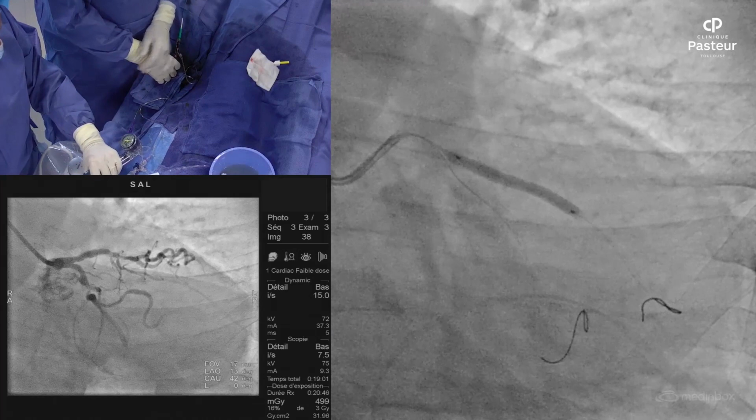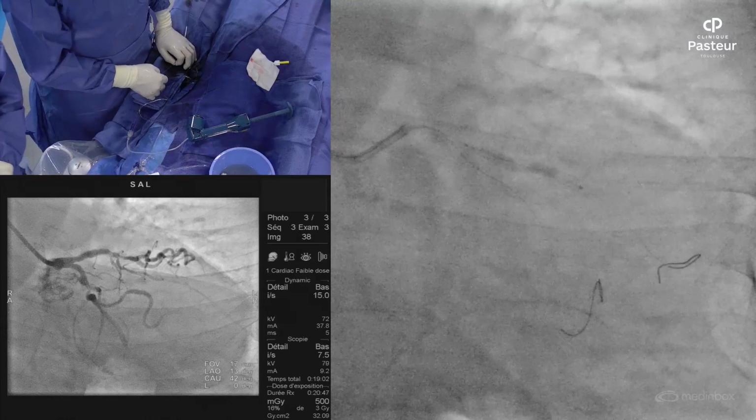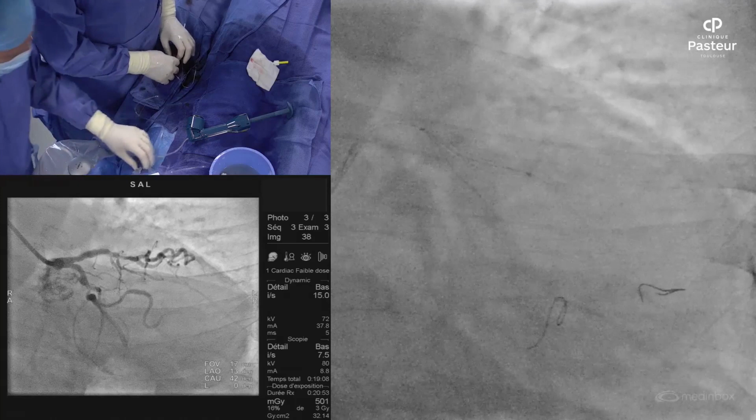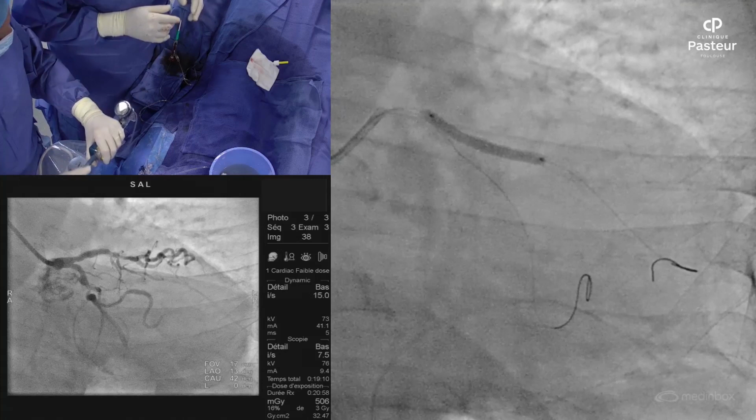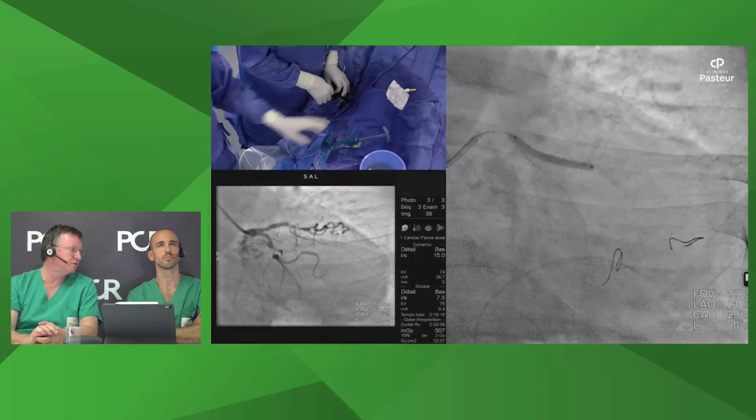Okay, good. And now we can place one more here, proximal to the bifurcation. You want to test inflation? Yeah. Okay. Maybe inflation of the one more. Okay, good. Yeah, very important to do that, I think, Jean, because the next stent will need to track into that area through the proximal tortuosities. Yeah. You can have some problem if you don't do that.